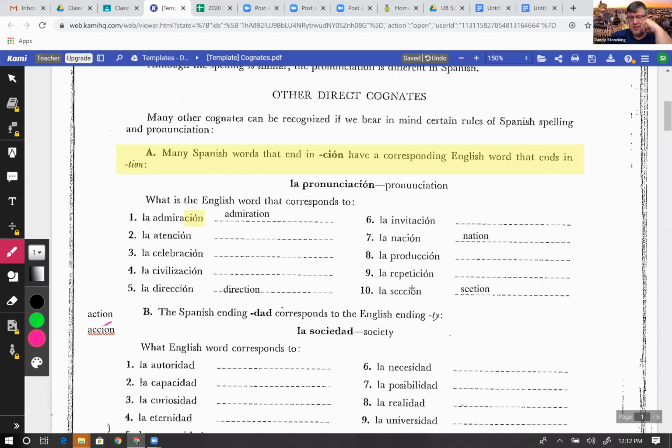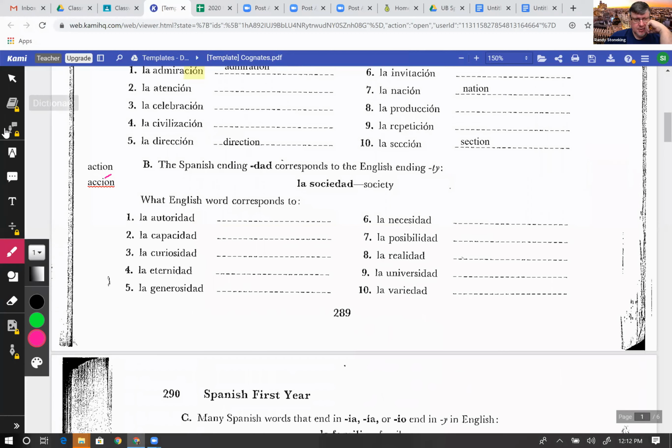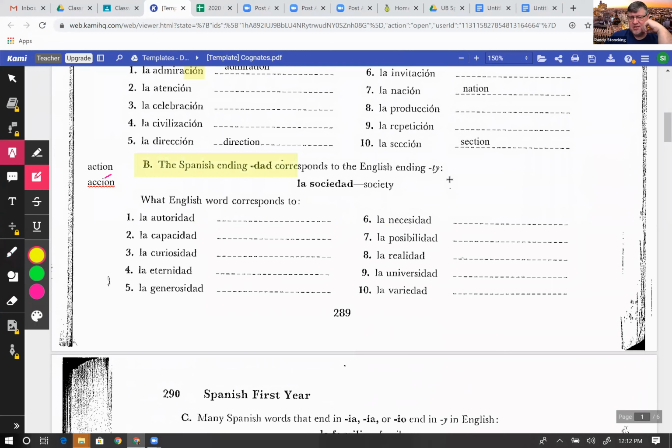Okay, let's look at the second part. Let's look at pattern B. Let me find my tools again. Pattern B, Spanish ending of DAD corresponds to TY. Now this one's a little trickier. It's not always the case, but like 95% of the time, if you see a word that ends with TY in English, sometimes it's ITY, sometimes it's just TY, that's going to have a corresponding word of DAD. Now you sometimes have to make a little bit of a jump, make a connection in your brain as to what the word is. But if you can visualize it, you can probably guess at what the word means.